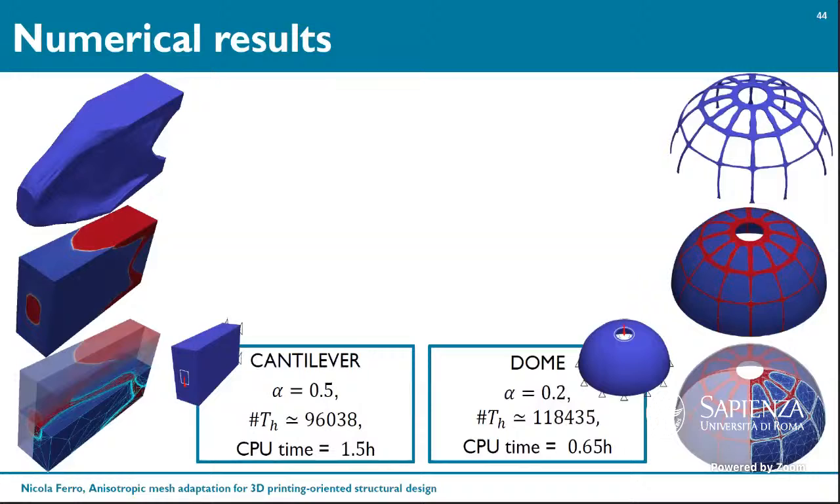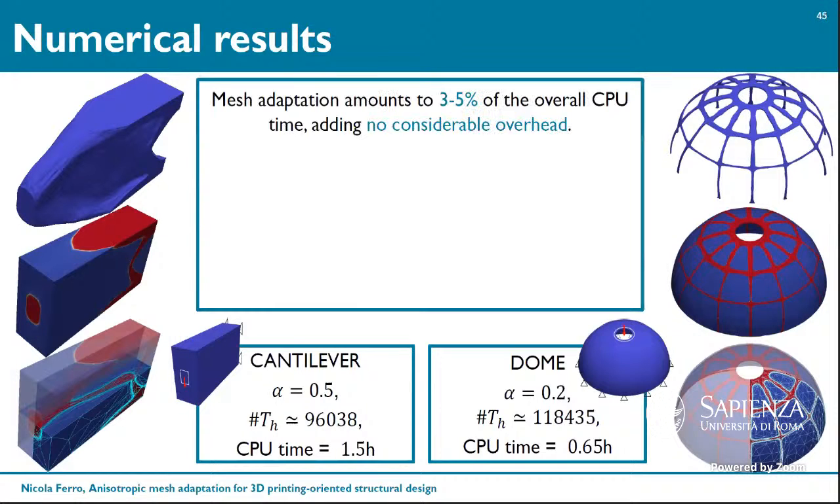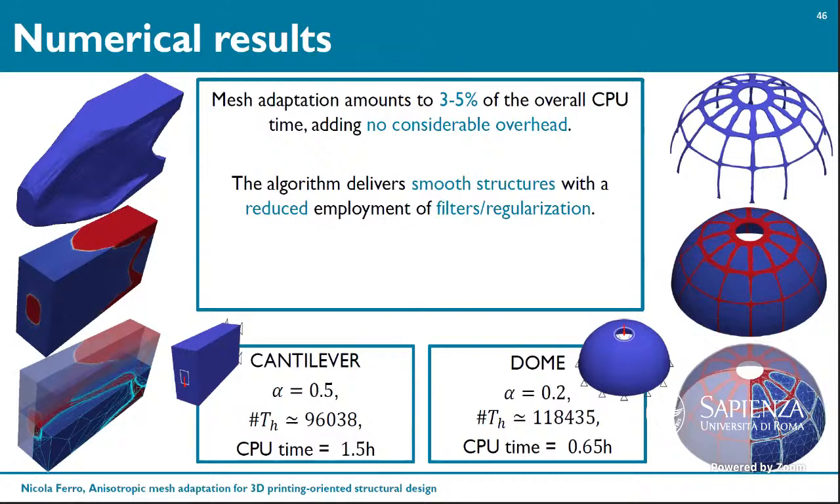So what are our takeaway tips for this first part? Mesh adaptation, and I'm telling you this now, trust me, does not have any considerable overhead to the simulation, because mesh adaptation amounts to 3 or 5% of the overall CPU time, because the topology optimization problem, especially in 3D, can be very costly. So the metric computation and mesh adaptation is not very relevant in terms of CPU time. This is a good property because we are adding quality and we are not wasting too much time in it. The algorithm delivers smooth structures with a reduced employment of filters or regularization techniques, because so far we didn't add any filtering or any massive regularization technique.